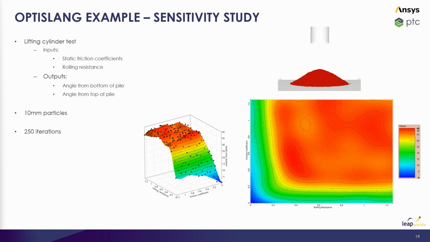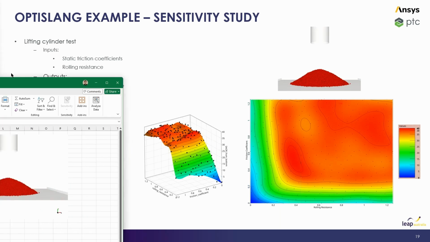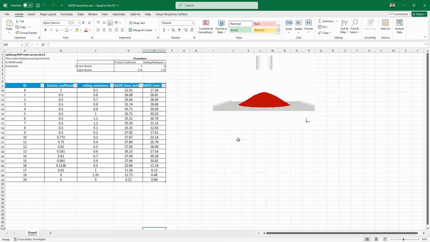Now, one of the more interesting things that we can actually do from here is export the model from OptiSLang and make use of the Excel integration, which I'll just bring over to the screen here. So this is an example of the Excel integration. As I mentioned, we've exported that meta model out, which describes how the system will respond based on changes to various different parameters. In this case, we just had two parameters, friction coefficient and rolling resistance, and we applied ranges to these parameters, lower bound to an upper bound, and built that response surface to describe how the angle of repose will change.